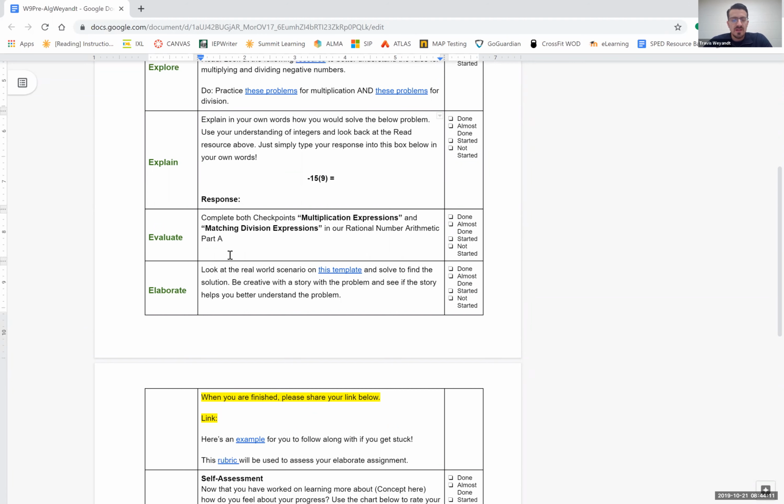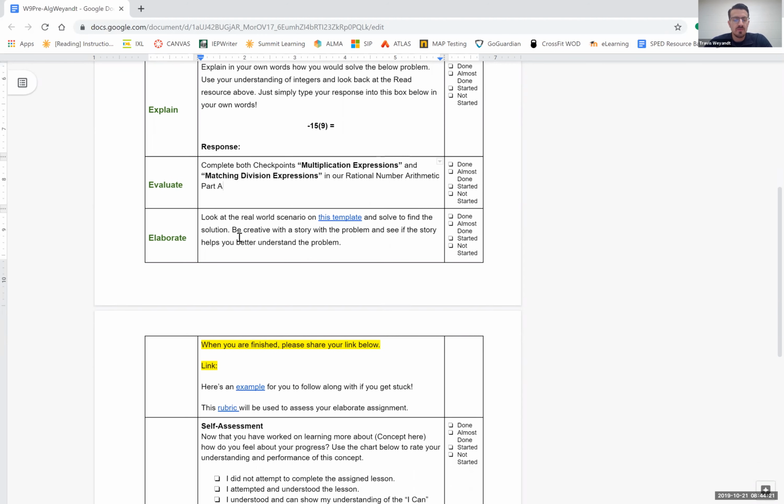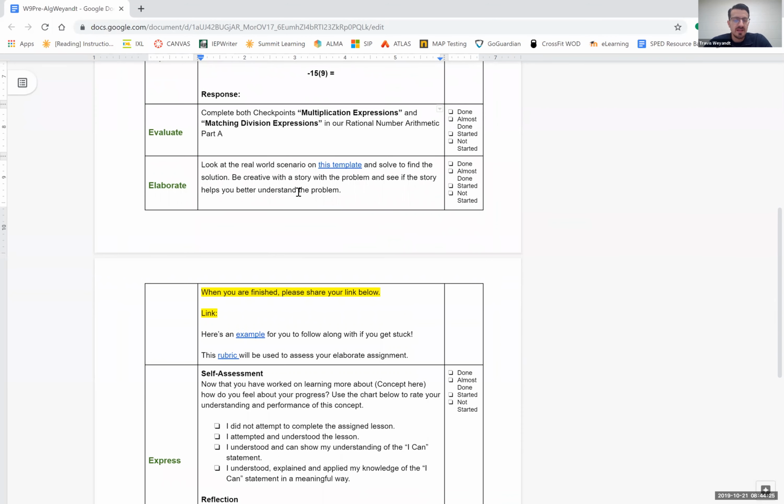And then in the Evaluate section, I'm going to have you complete 2 checkpoints, because one is multiplication, one is division. Again, there's not many problems on those. So if you can go ahead and complete those as your Evaluate, that would be awesome. And then the Elaborate to finish it up is I have a template, like what you did for subtraction and addition.